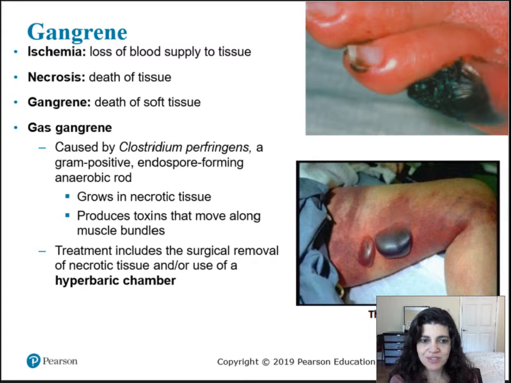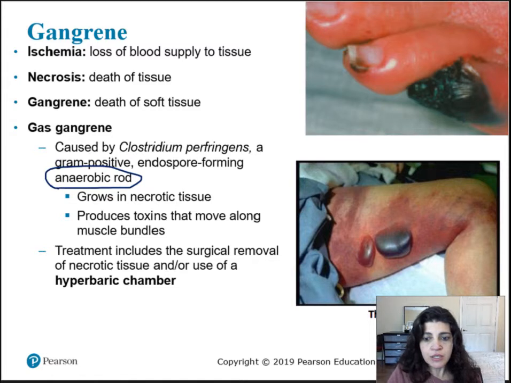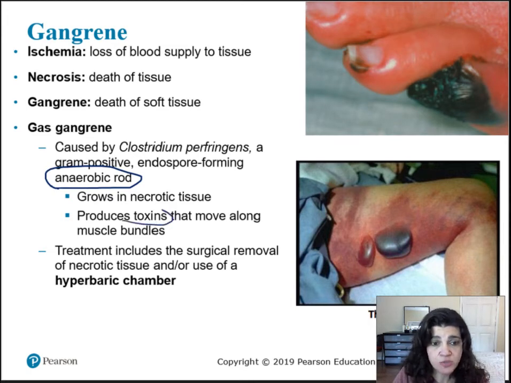So how does this work? Once the bacterium gets in your body through the skin, they start growing in the tissue. So remember, they're anaerobes. I'm going to write here: anaerobic rod. Okay? Because they're anaerobes, they only thrive if they're really deep in the tissue. If they're close to air, they're going to die. So when they're deep in the tissue, they thrive, and they start to produce these toxins, and they start to move along the muscle fibers.